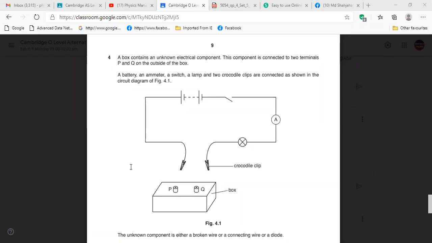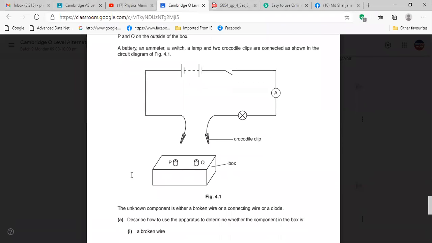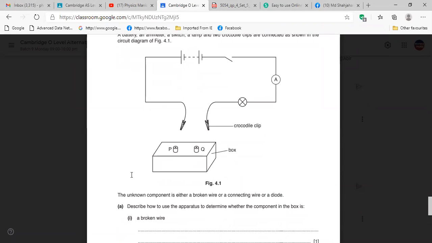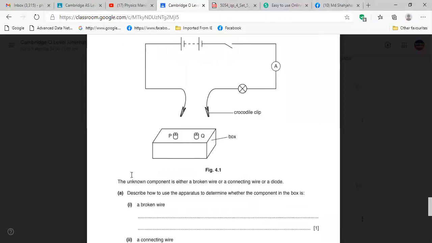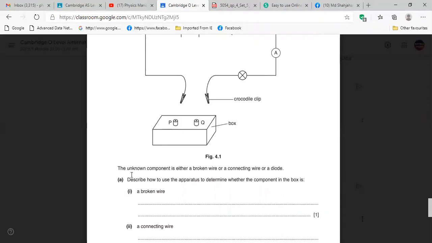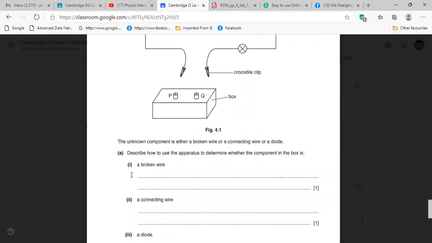A battery, an emitter, a switch, a lamp, and two crocodile clips are connected as shown in the circuit diagram of figure 4.1. The unknown component is either a broken wire or a connecting wire or a diode. A. Describe how to use apparatus to determine whether the component in the box is a broken wire, a connecting wire, or a diode.